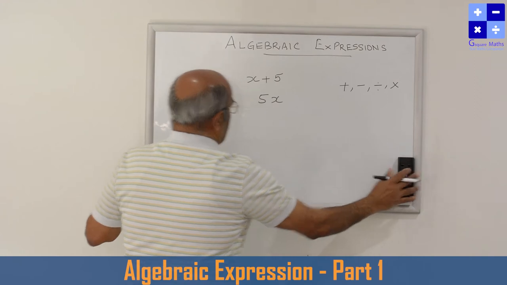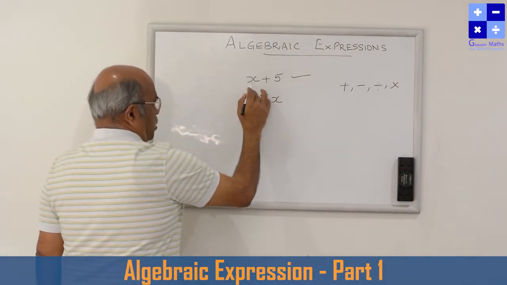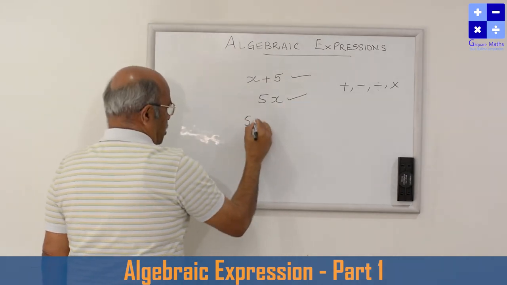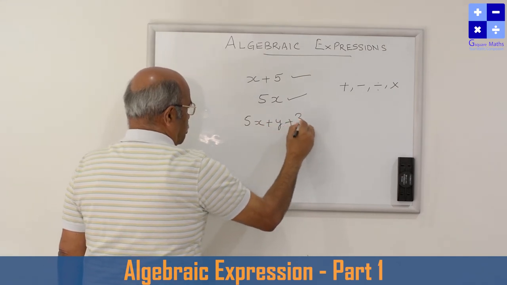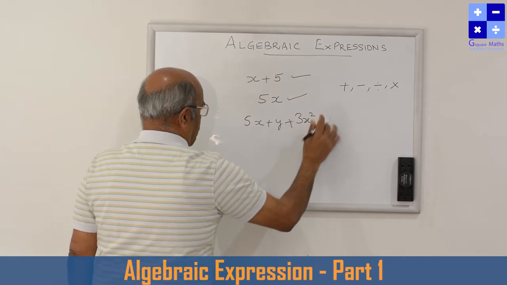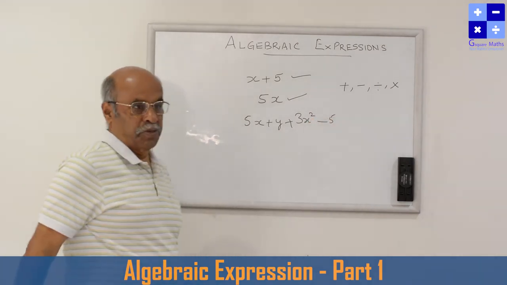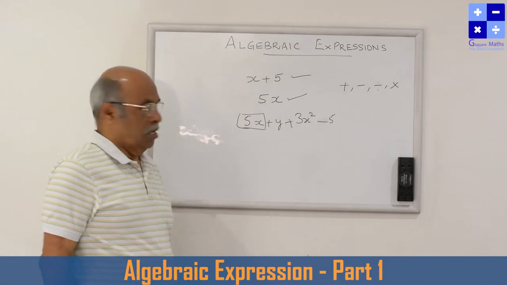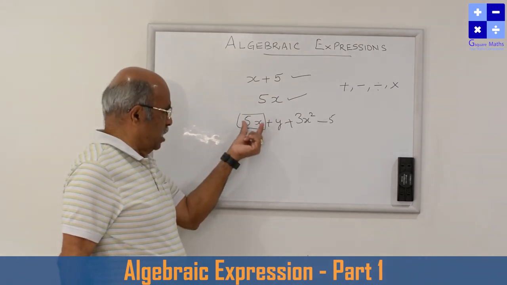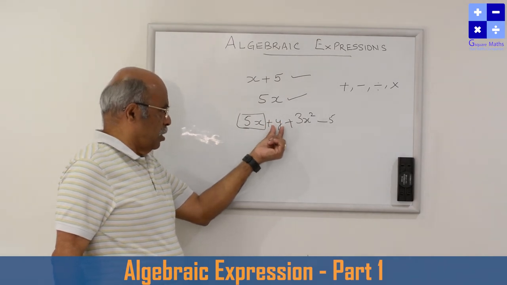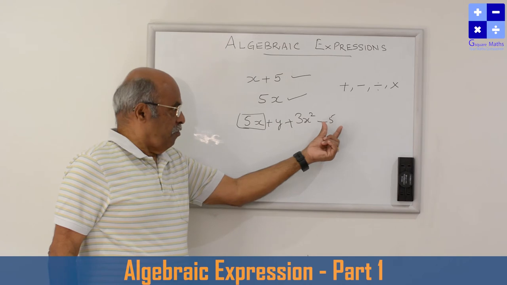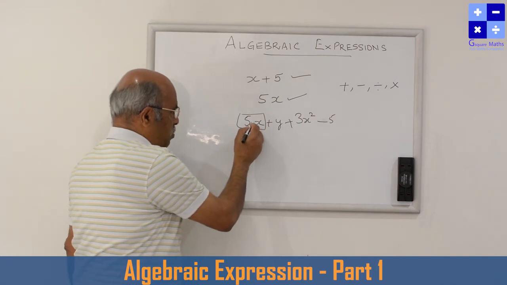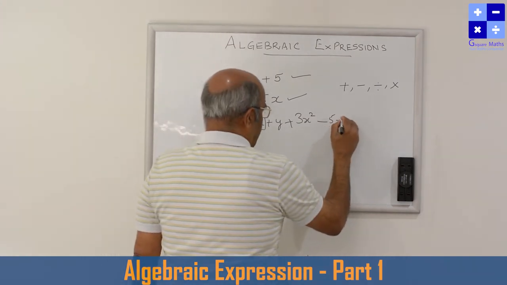So this is an algebraic expression. Why? Because a constant and a variable are connected. So 5x plus y plus 3x square minus 5, for example, is also an algebraic expression. Why? 5 into x can be written as 5x. y is another one, 3x square is another one, and minus 5 is another one. These are connected by plus, plus, minus, and into. And this can be written as divided by x also.